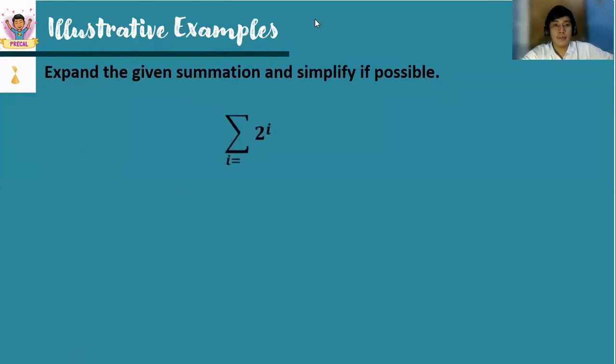Let's now have the next example. First, let us read the summation notation. We have the summation of 2 raised to I from I is equal to 0 to 5. I repeat, the summation of 2 raised to I from I is equal to 0 to 5.